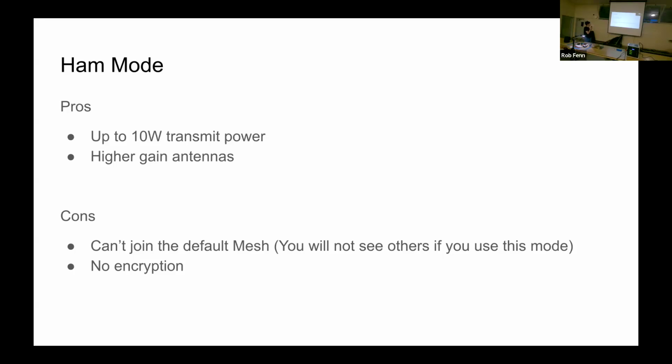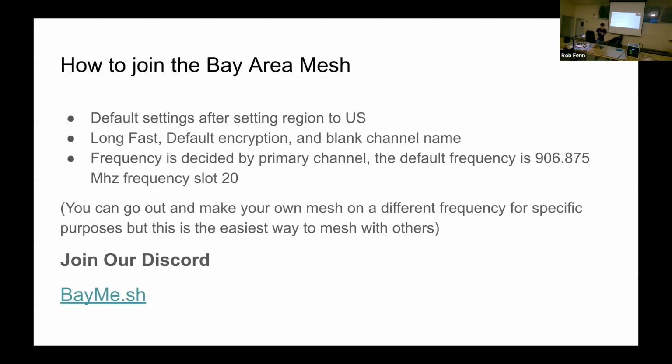So the cons are you can't join the default mesh. You won't be able to see anybody else. You'll just be like, why am I not seeing anybody? I'm on default, but I'm using ham mode because everyone else is using encryption. Yeah, you can't use encryption, so all messages will be unencrypted, but everyone knows how ham radio works. So yeah.